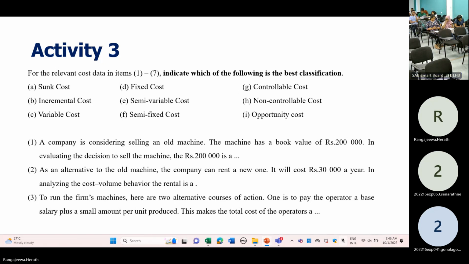Okay, third one. To run the firm's machine, there are two alternative courses of action. One is to pay the operator a base salary plus a small amount per unit produced. This makes the total cost of the operator semi-variable, right? Semi-variable means variable and fixed combined. It is semi-variable.